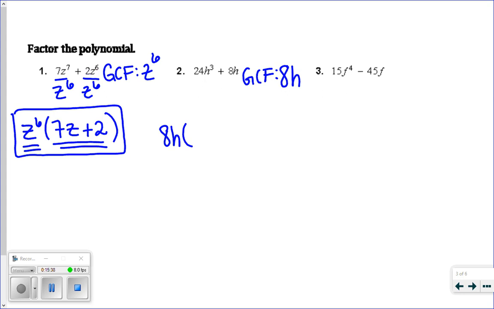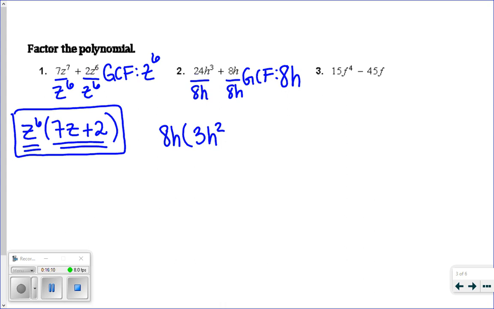And then now it's just a matter of finding out, well, what other factors would have been left inside, right? In the parentheses after I divide that out. Well, let's find out. Let's divide each of these by 8h. Okay, so if I divide each term, let's take a look at the first term. 24 divided by 8 would still leave us with a 3. And then h to the third divided by h would still leave me with h to the second. So remember, we subtract those exponents, right? So that would be our first term.